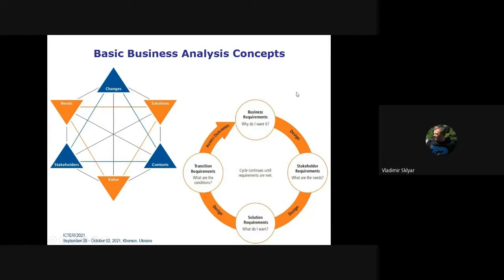The second concept is the cycle in requirements development. We need to start from high-level business requirements, which answer the question why somebody wants it. After that, during design, we clarify stakeholder requirements, which are related to more specific needs. We provide solution requirements, which answer the question what the customer will receive, and transition requirements are about conditions of the solution's use.